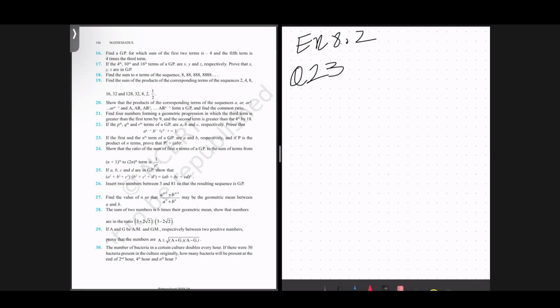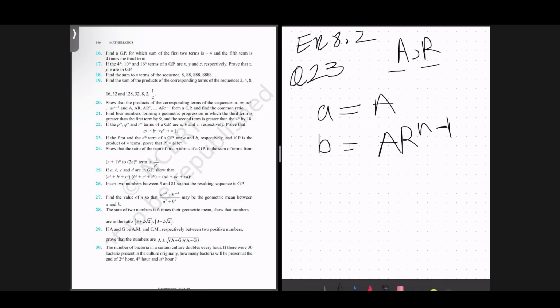Right. So we have been told that a and b are the first and the nth term of the GP. Let's assume the GP to have the first term as a and the common ratio as r. So a would be a, and b, which is the nth term of the GP, is going to be a into r raised to the power n minus 1.